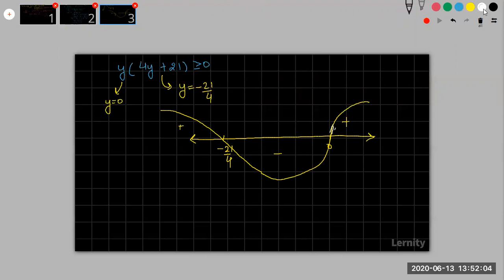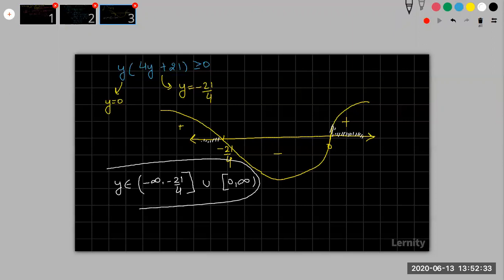That means this portion of x and this portion of x, sorry, this portion of y and this portion of y. So y belongs to minus infinity to minus 21 by 4, union 0 to infinity. Okay, now we have got this part as the range.